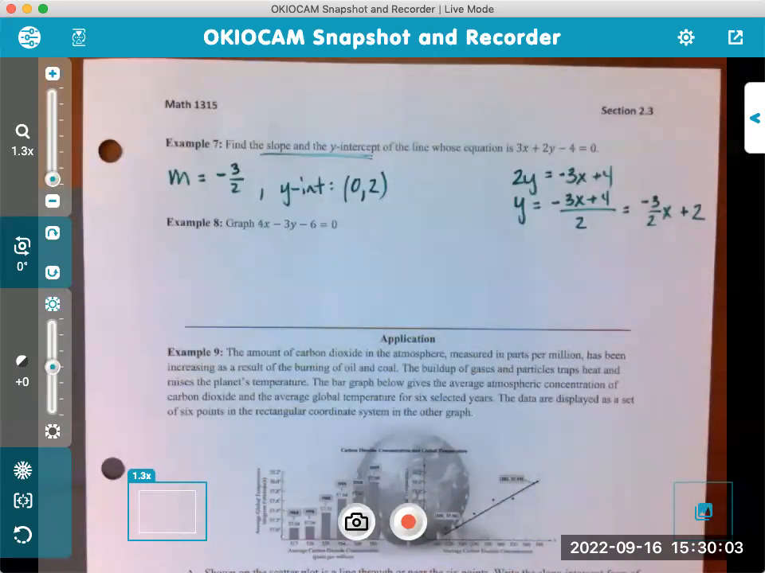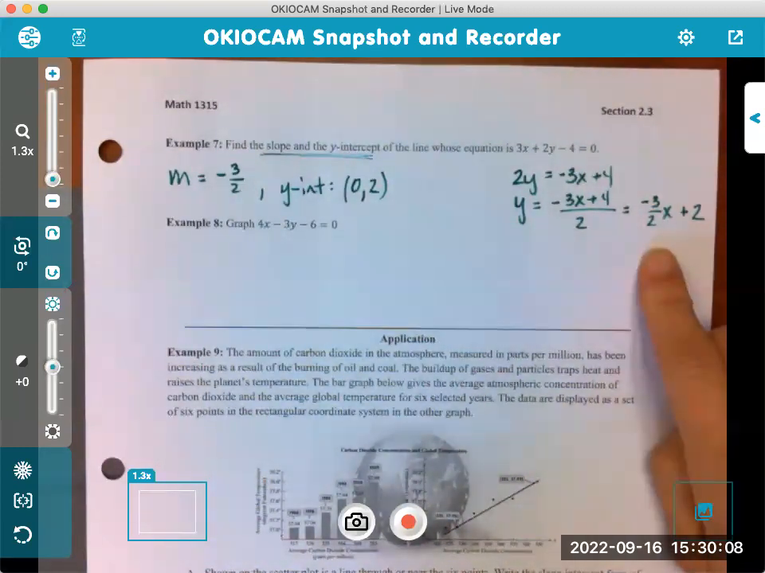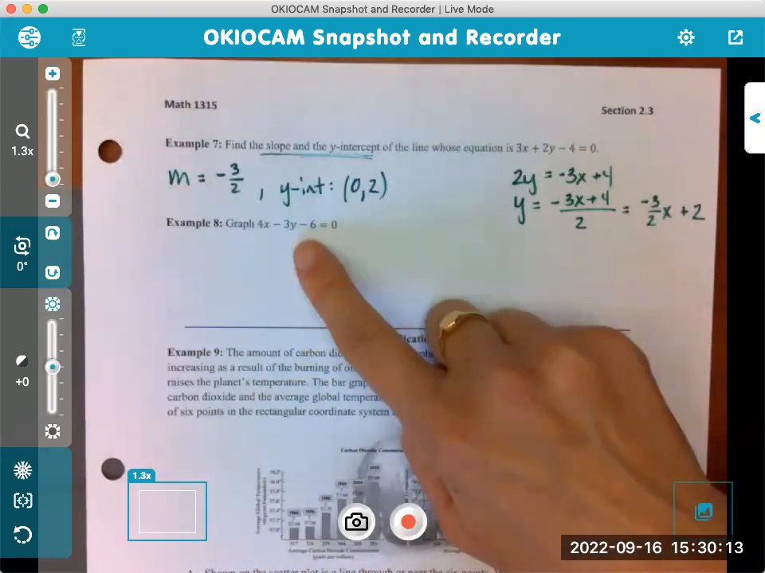So example 8, if we want to graph it, again, the easiest way to do it is to put it into slope-intercept form. So what do we want to solve this equation for?